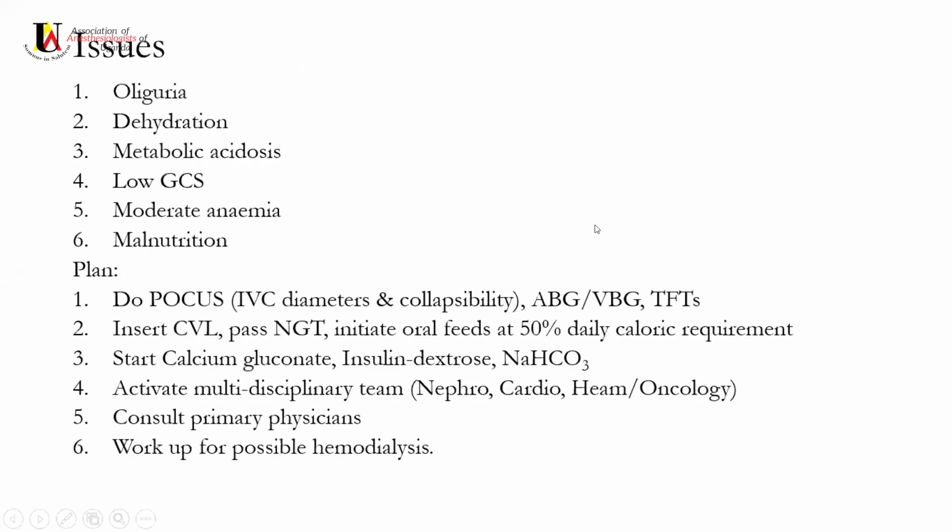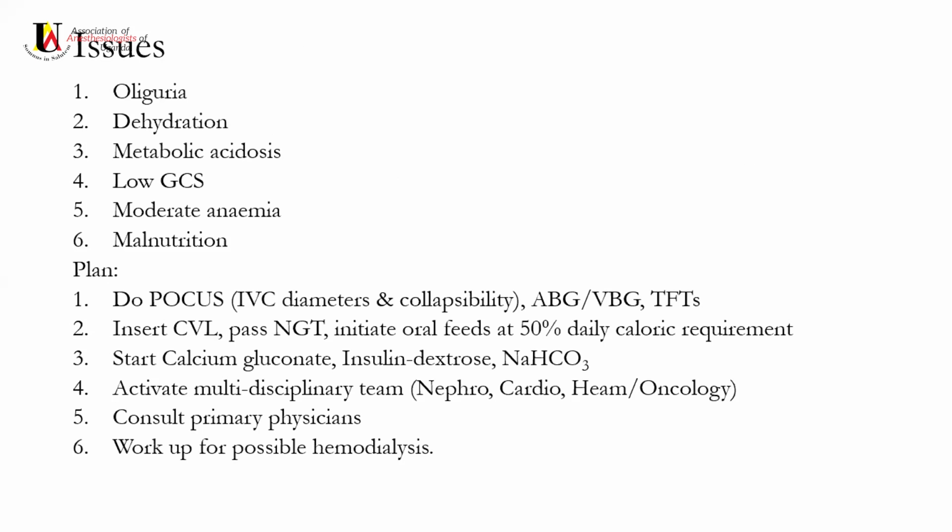Sorry. So the issues that we had, as it is our protocol in ICU, we do not conventionally make diagnosis. We deal with the issues at hand. So we thought this patient had oliguria, in other words, oliguric AKI. He was a severely dehydrated patient with metabolic acidosis, low GCS, moderate anemia, and malnutrition.